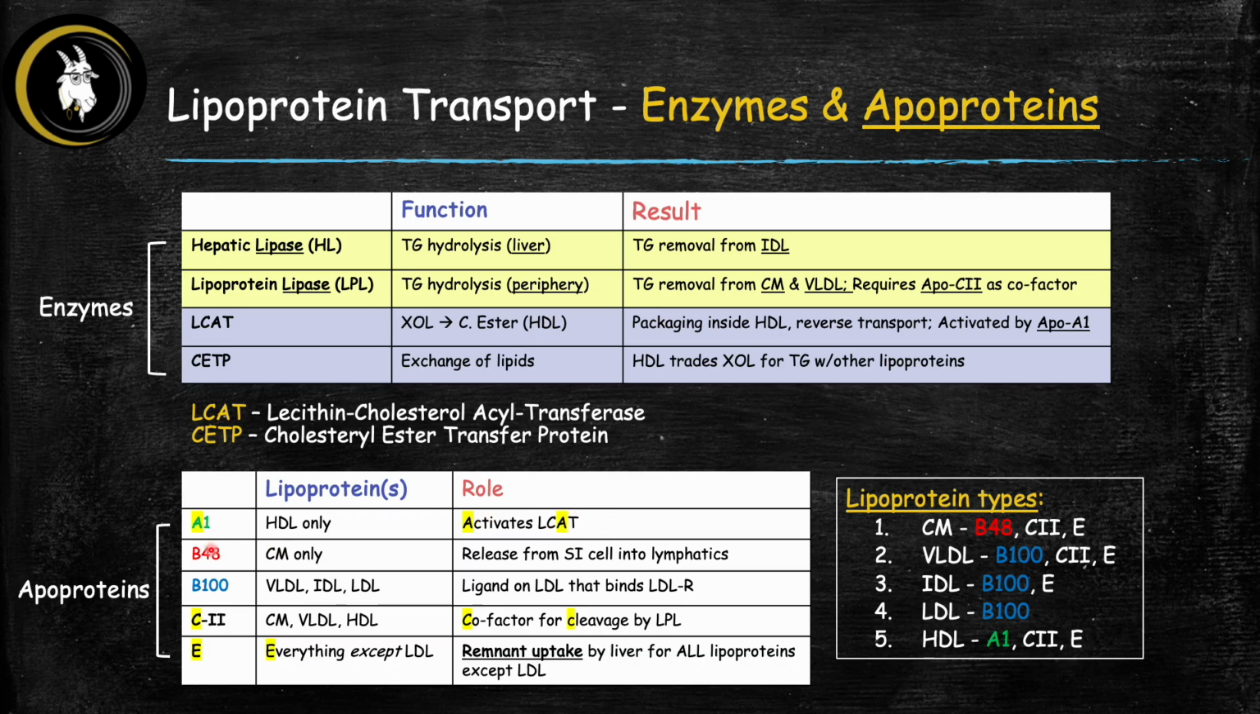Then we have B48. B48 is only on chylomicrons, and it has a very important role. It needs to be on those chylomicrons before they can be released from the small intestinal cells into the lymphatics.